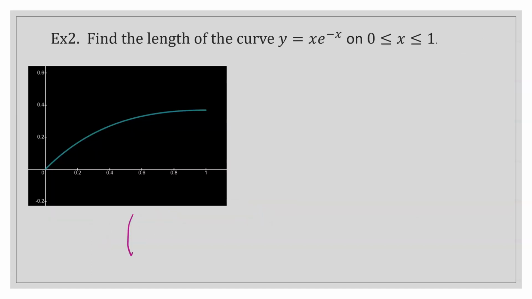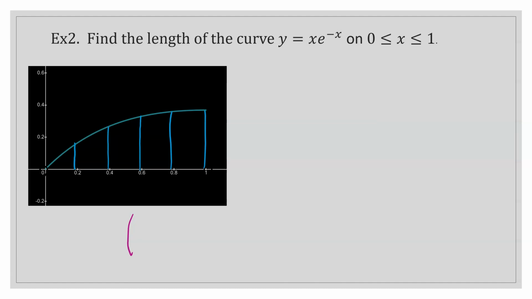Okay, number 2. We are looking at the curve x e to the negative x, which would look like so, and we're looking at it from 0 to 1.